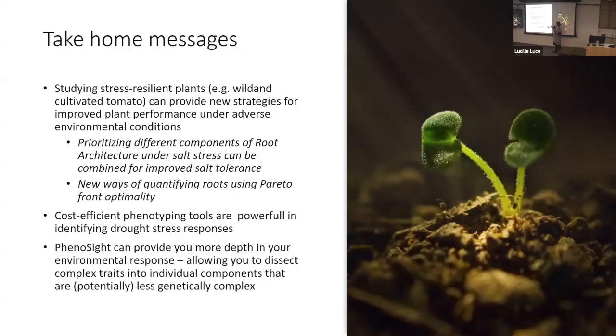I hope that I showed you a couple of cost-efficient phenotyping tools that you can either build yourself or we can help you build with you, to identify drought stress responses, but they can be used for identifying any responses. If you're working on pathogens, probably also quite useful, or nutrient availability.